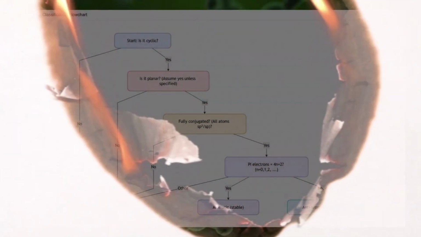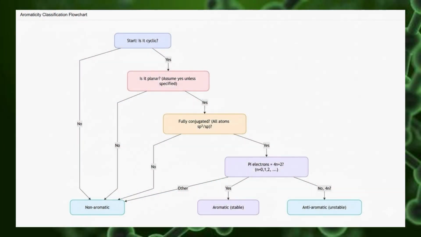As shown in the flowchart, check structural rules first. Electron count is irrelevant if any fail. Skipping this is a common error. Remember, planarity and full conjugation are interdependent. True conjugation forces planarity due to p orbital alignment needs.